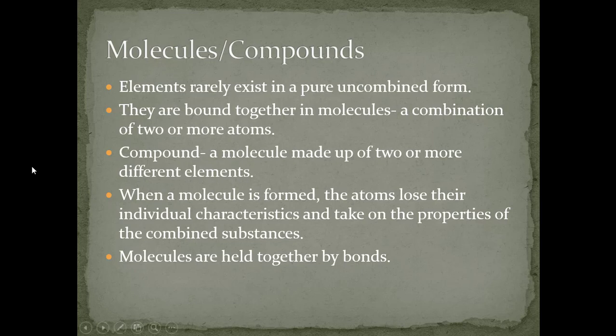The difference between a molecule and a compound is that a compound is a molecule made up of 2 or more different elements. For a molecule, the atoms don't necessarily have to be different. We can have what's called a diatomic molecule, like oxygen, O2, or nitrogen, N2, and that's how they're frequently found in the air that we breathe, because they don't typically float around by themselves.